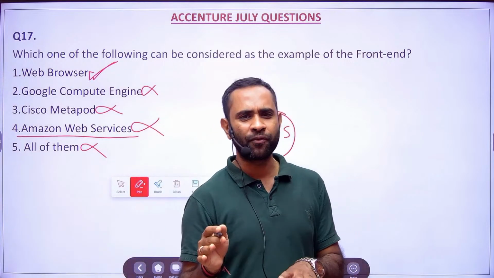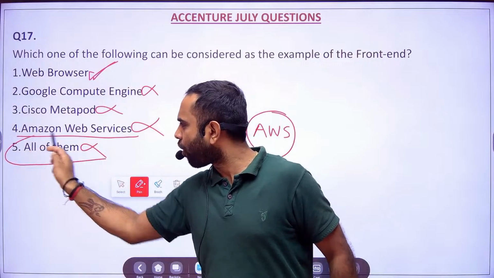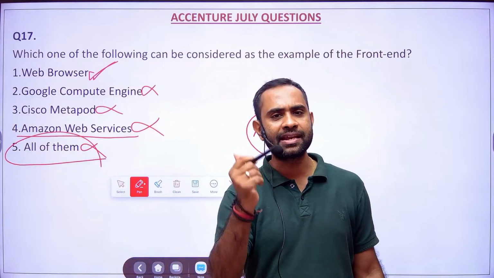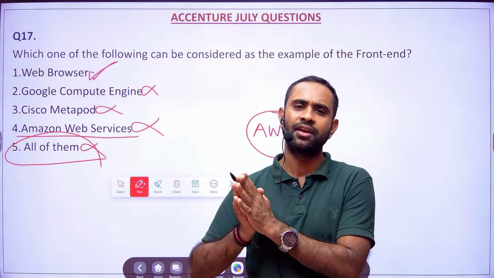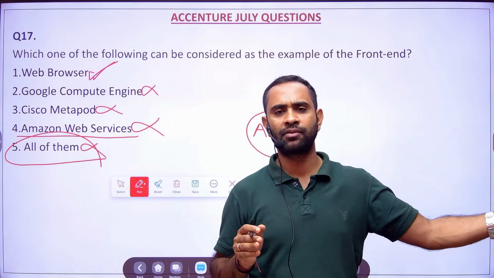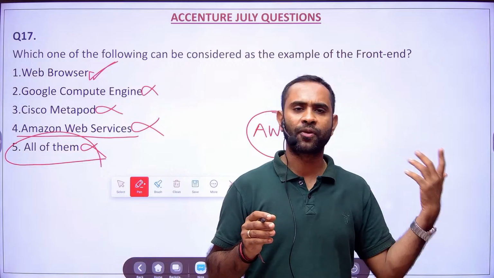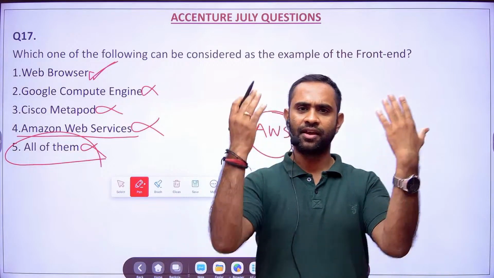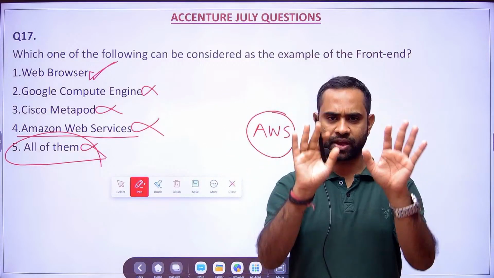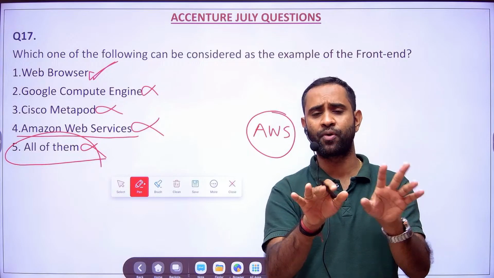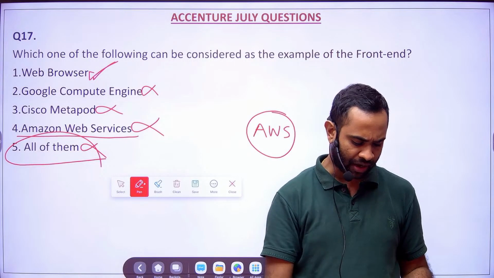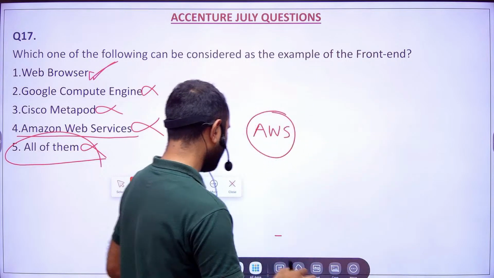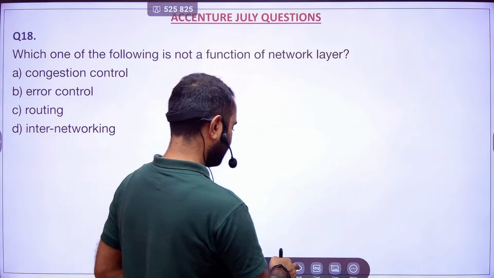I know many of you will make the mistake. The option 'all of them' was not there; I intentionally kept it so that you understand what cloud services are, and what input is. So what is your front end? Front end is whatever you can see, touch, and input. All of that is going to be front end. I hope this is clear to you. Then next.